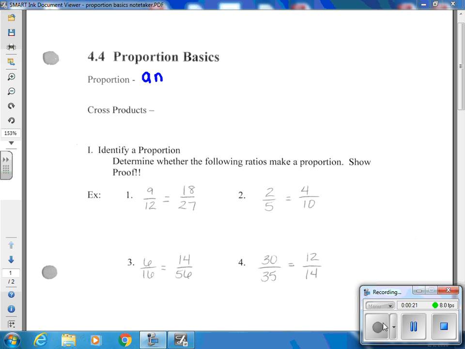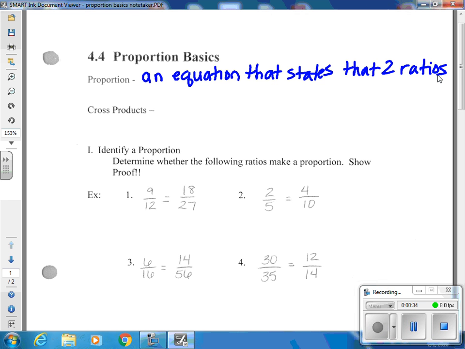A proportion is an equation, because it does have an equal sign, that states that two ratios are equal. And the way we solve or test out proportions is by using what is known as cross products or cross multiplication. All right, and this is the products of the diagonals.